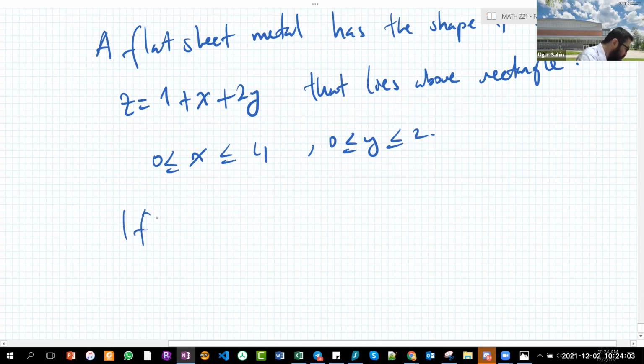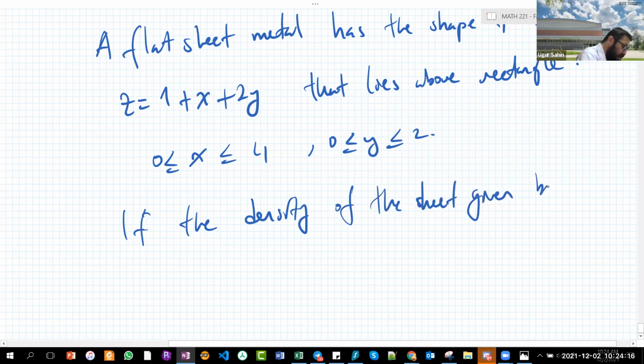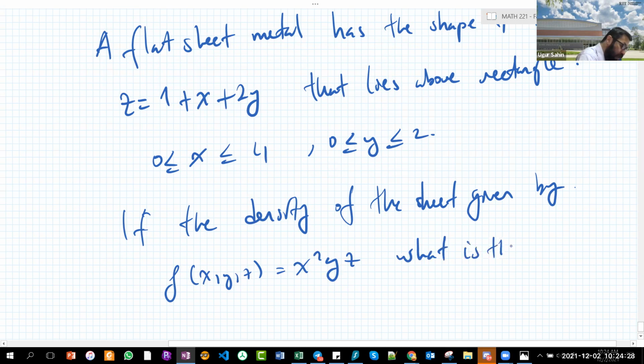One more statement about your density. If the density of the sheet is given by rho of x, y, z equals x squared yz. So what is the mass of the sheet?